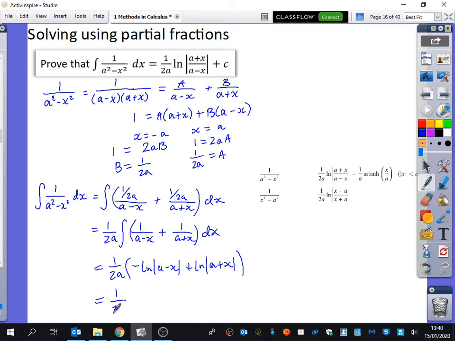So you get 1 over 2a. How do you combine these logs together? The takeaway means divide, so it's going to be a plus x divided by a minus x. I've realised here we should have put a plus c. So we get 1 over 2a ln of (a plus x over a minus x) plus c, as required.